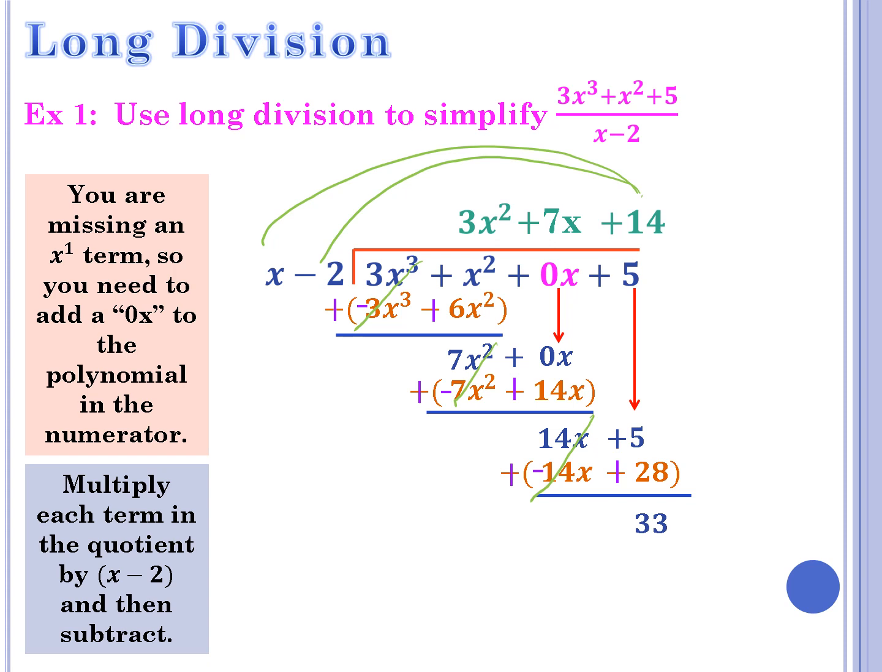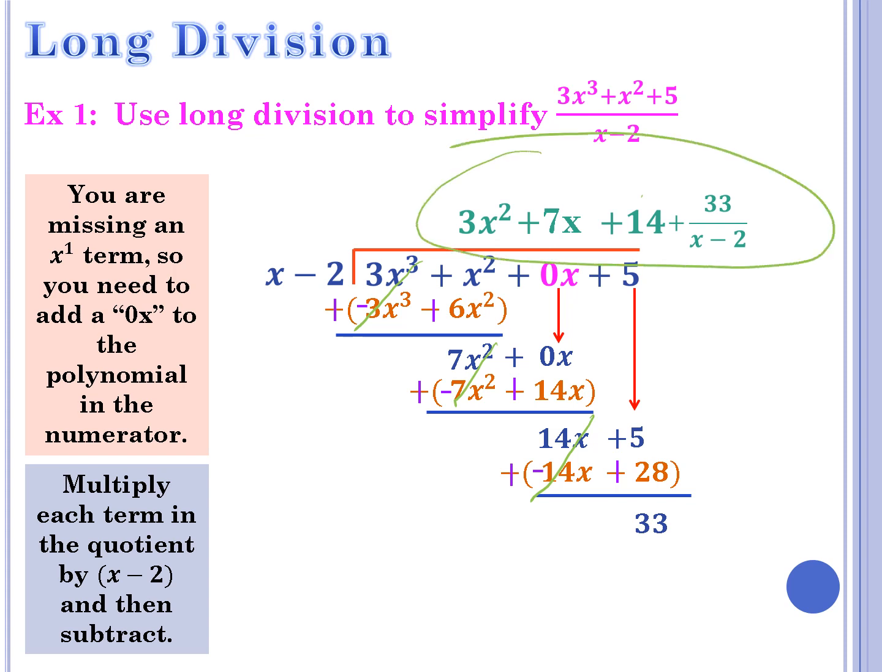Now the way we're going to write that solution is we are going to take 33 and put it over the divisor and add it back to the original problem. So instead of saying R33, we're going to say plus 33 over x minus 2. And that is our quotient right there.